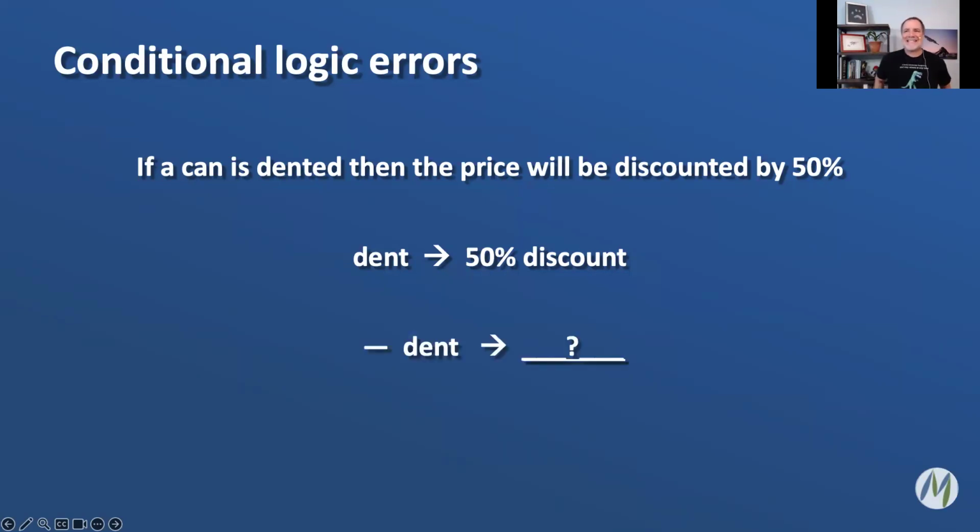then what if a can is not dented? And by the way, in case you're not sure, when we're saying not, we put a little minus sign. Sometimes we use a little tilde. Sometimes we just cross the thing out. Any of those mean not. So I'm just going to use little minus signs here for not. So what if a can is not dented? Based on this statement, if a can is dented, then the price will be discounted by 50%. Okay, well, this can isn't dented. What do we know about that can that's not dented? What do you think?